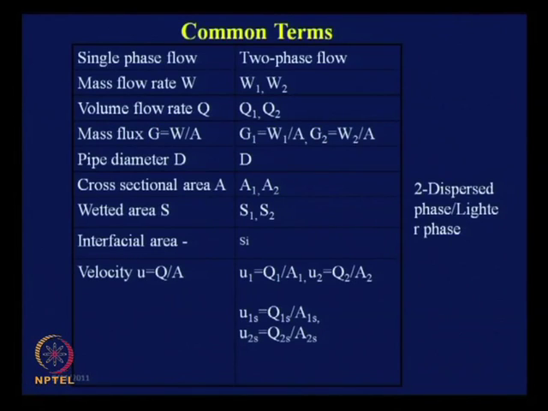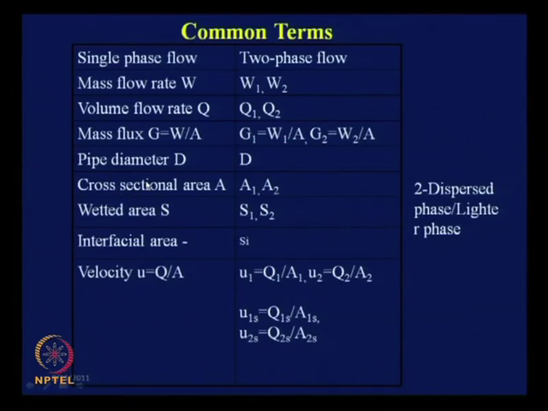It is just the total mass flow rate divided by the total cross sectional area, or the mass flow rate of any particular phase divided by the total cross sectional area. So, please remember G is an input quantity, or a measurable parameter, because both W1 and W2 are input and A is the cross sectional area.